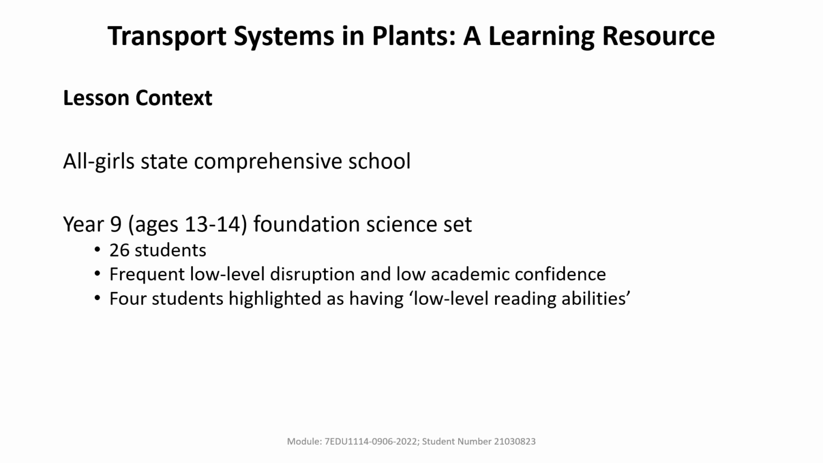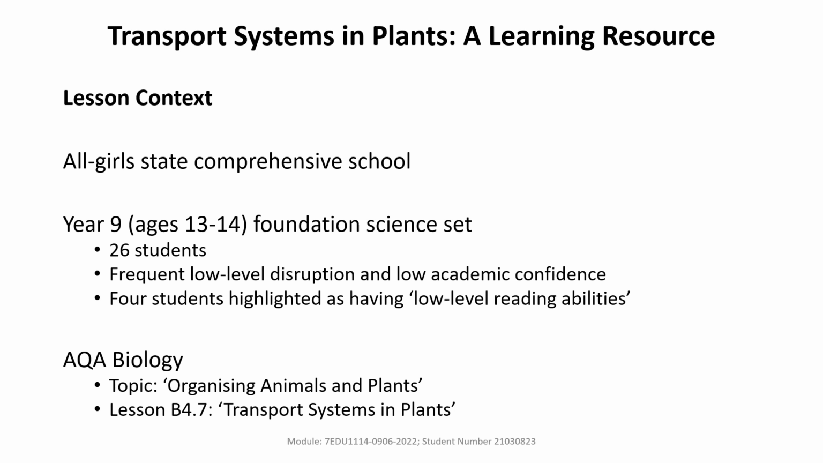I gauged that quite a high number of the students in the class displayed low confidence in academia, and at least 4 students had been highlighted as having low reading abilities. In previous lessons, the class had been learning the AQA content in the GCSE biology topic, organising animals and plants. They haven't officially started their GCSEs yet, but their scheme of learning does follow the content laid out for their GCSEs. I had, in my most recent lesson with them, introduced them to the structure and functions of different plant tissues. The lesson in which this particular resource was used was modelled on chapter 4.7.